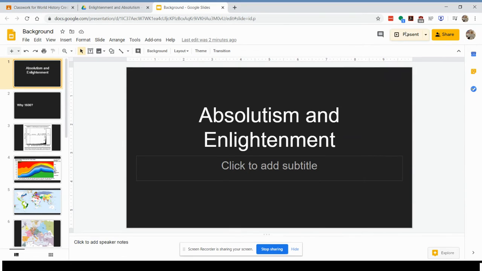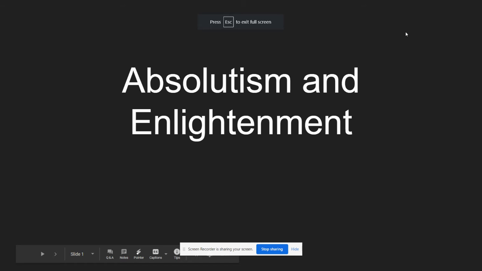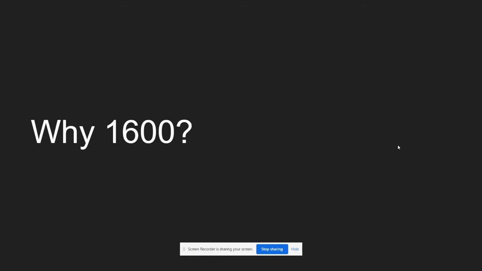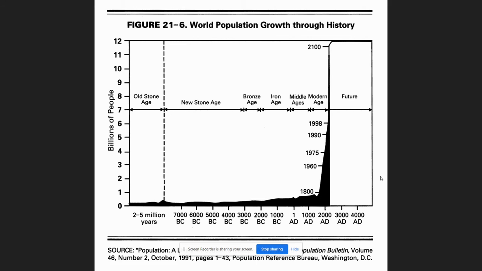Okay, to start this new unit off, we're going to talk about the ideas of absolutism and enlightenment. But first, just to start off, we're going to start in the year 1600, which is a little over 400 years ago. Now, why 1600? There's a lot of reasons why this specific date is important and why this is the real start of modern world history.